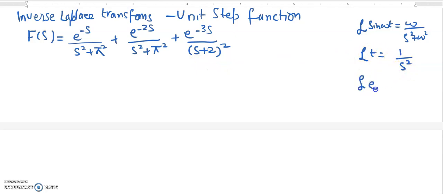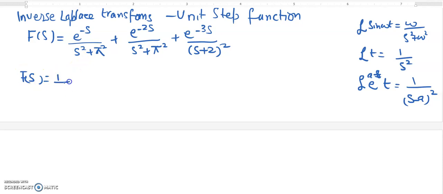Since this is s plus 2, it can also be represented as e power at times t. By the first s shifting theorem, it will be s minus a square. So the last term will be of this form. Anyway, we can rewrite these terms like this.